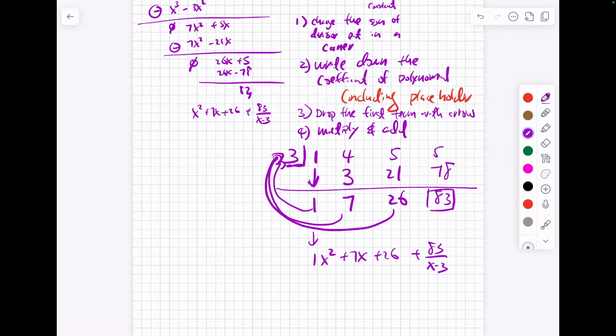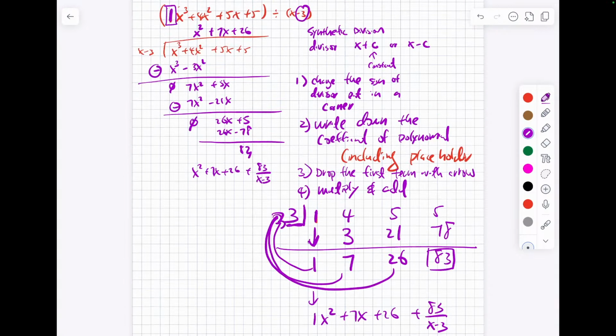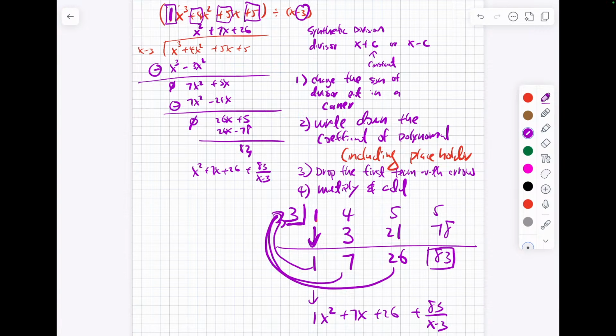So the second step says write down the coefficients of the polynomial. So these are the coefficients: 1, 4, 4, and 5. And the third step says drop the first term with the arrow. I draw the arrow there so I don't occupy that space, because sometimes people don't draw the arrow, they occupy that space, and they add a number and shift it a little bit, and they end up getting the answer wrong. And then multiply and add. So you drop this number and multiply this number, place it in the next space, and then just add them together.